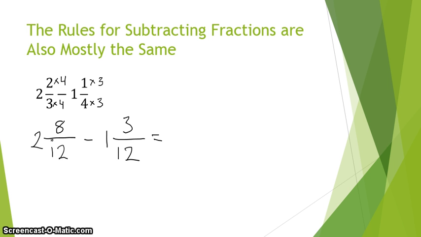All I have to do for this is subtract my whole numbers, which is 2 minus 1 is 1, and then subtract my top numbers, my numerators. 8 minus 3 is 5, and I keep my bottom the same. So there's the answer to this problem.